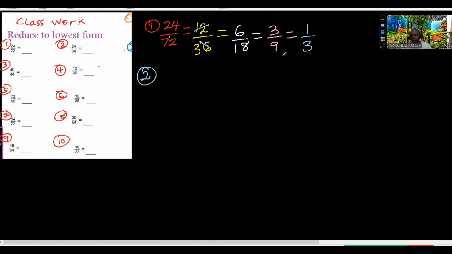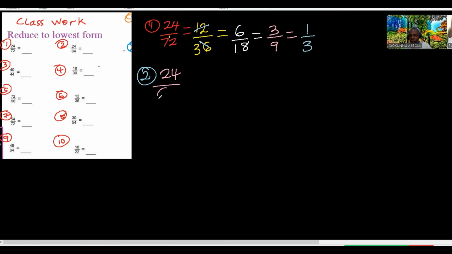How many 3s are in 3? 1. Now, how many 3s are in 9? 3. So now you understood how I got the answer, right? Yes. Did you understand now? Yes. Okay, let's look at the second one.